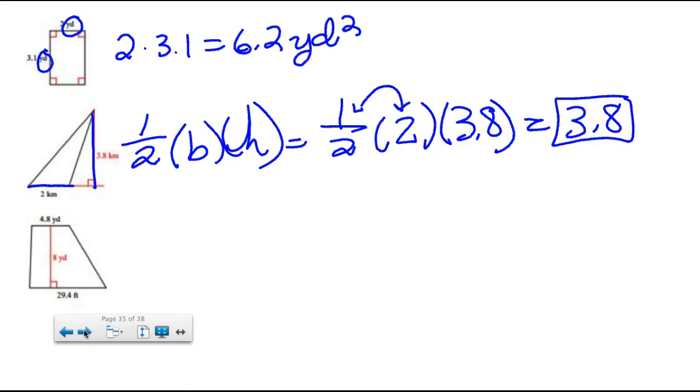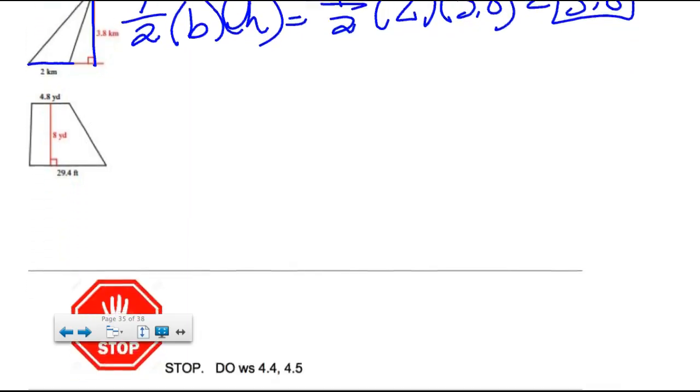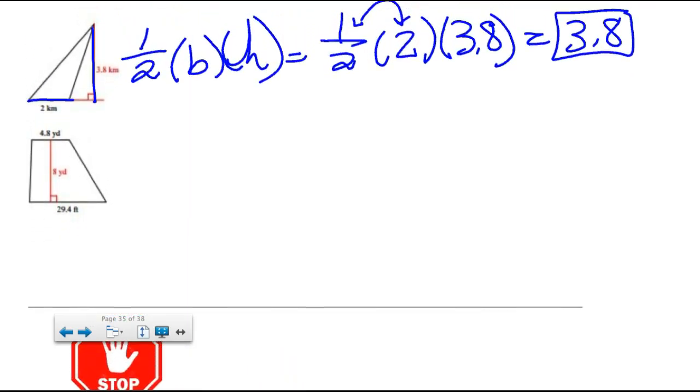So last one up here, and then am I at a stop sign or do I keep going? Then I'm at a stop sign and the video's over. So last example, this is a trapezoid. Its area is going to be 1/2 times its height. Let's go find its height. That's this right here, the 8, times the sum of its bases.